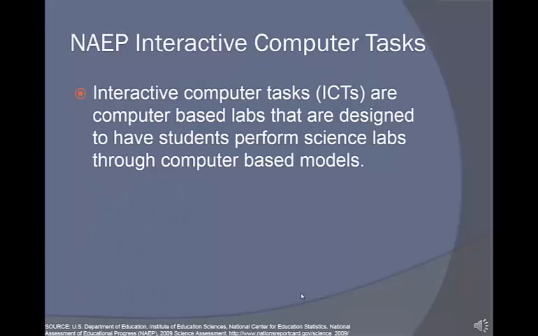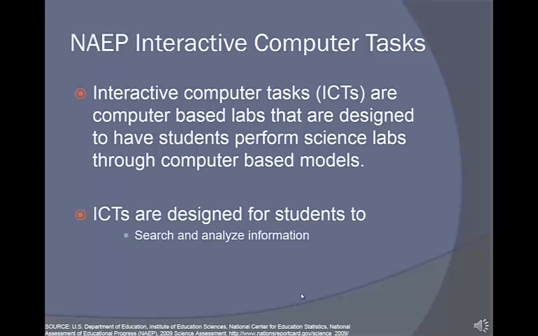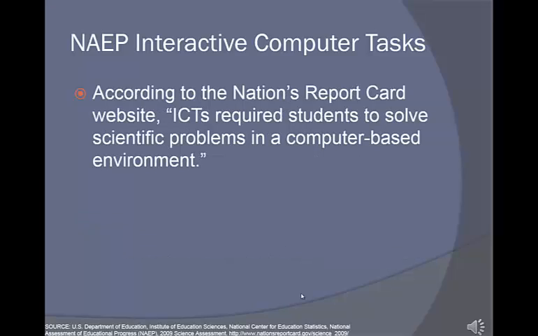Interactive computer tests, or ICTs, are computer-based labs that are designed to have students perform science labs through computer-based models. ICTs are designed for students to search and analyze information and conduct investigations through computer simulation. According to the nation's report card website, ICTs require students to solve scientific problems in a computer-based environment.